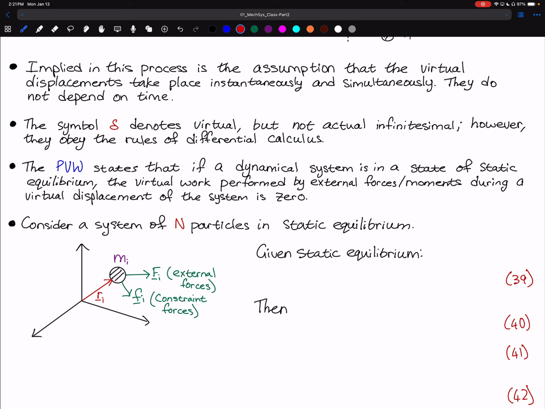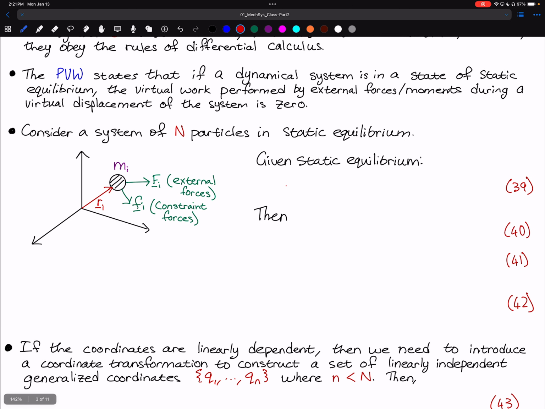So given static equilibrium, we should know, or be able to show at least, that the sum of the forces, that is big Fi plus little fi, is equal to 0 and is true for all of the particles due to static equilibrium. So then we can write that the virtual work, we'll use delta W sub i, must be equal to those forces, big F sub i plus little f sub i, dotted with our virtual displacement, delta Ri. And that must be equal to 0.